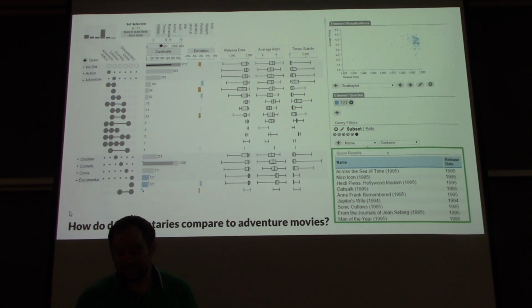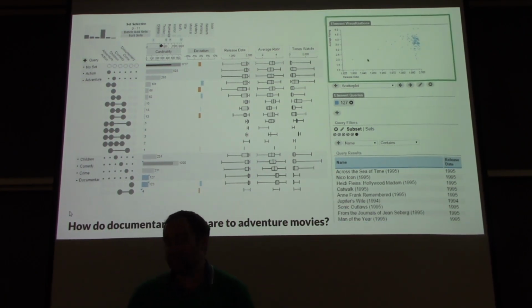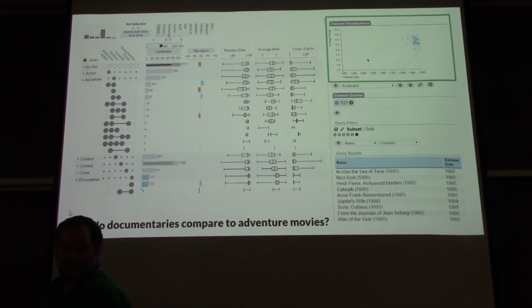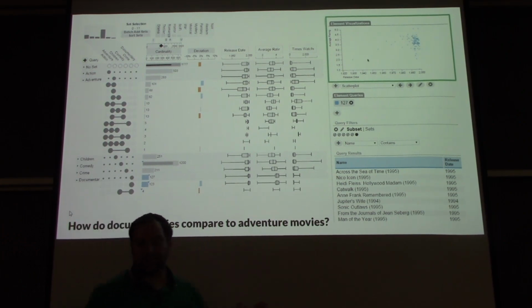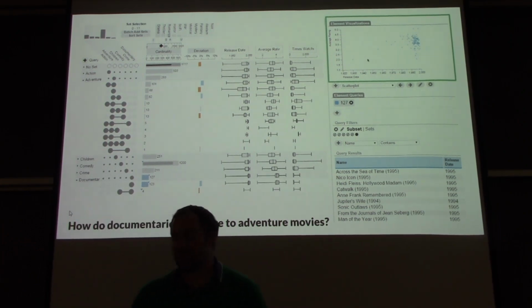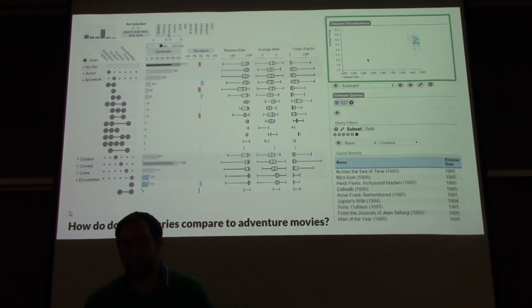Here we can see the details about these documentaries. And then here is a plot about those elements where we plot release date on the x-axis versus rating on the y-axis. And what we see is that those documentaries are on average pretty highly rated.